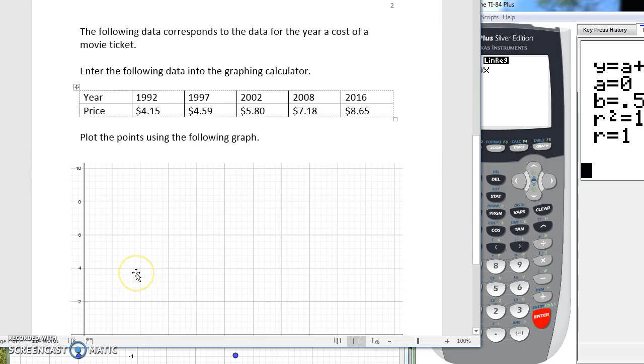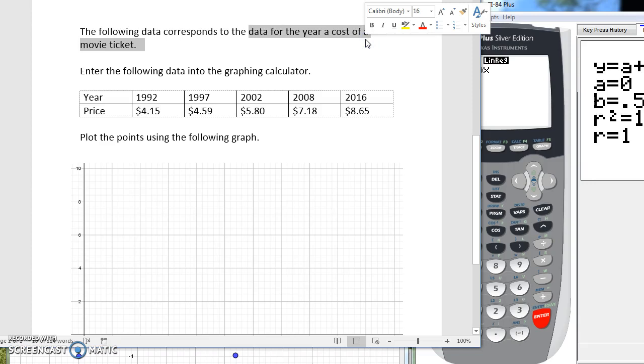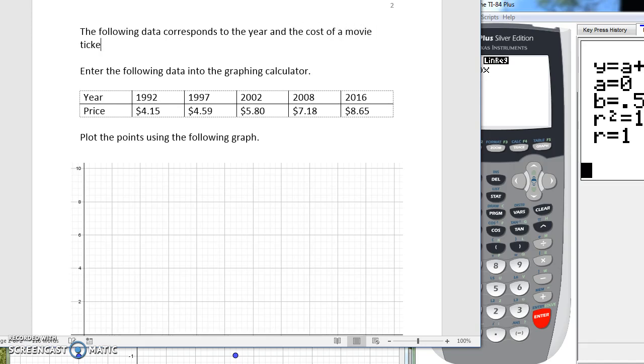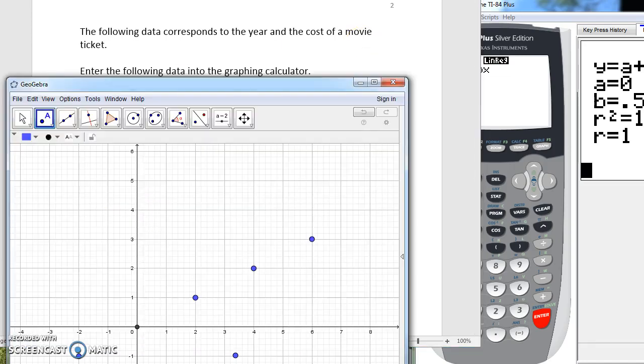Alright, so now a little bit more applicable of an example. It says the following data corresponds to the year a cost of a movie ticket. That doesn't make any sense. What should that say? For the year and the cost of a movie ticket. That's much better. Sorry, editing in the video is never a good idea, but we're hanging in there.